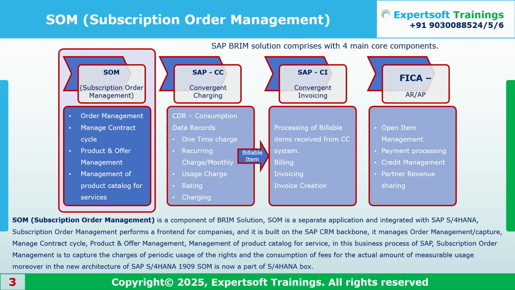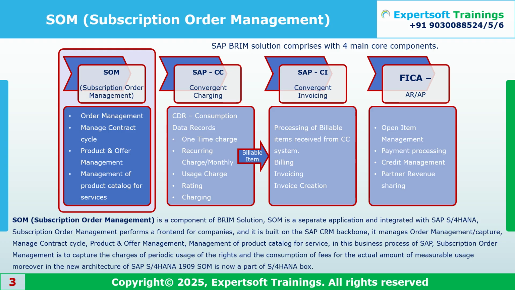Okay. Apart from these main four core components, we have a couple of peripheral applications like conversion, mediation, open text. So now what does SOM do? SOM, subscription order management, captures the order for the customer. Before a customer can be billed and invoiced in CI, first the customer will onboard. Once the customer is onboarded, the customer will choose a product, which product the customer wants to buy. Like, take an example of Netflix.